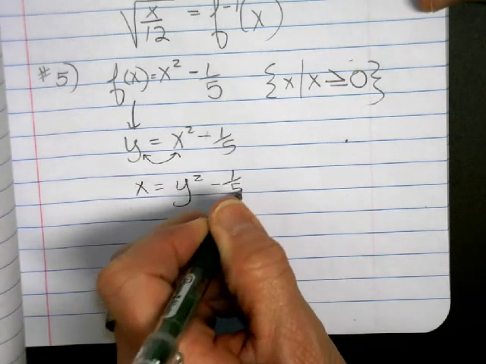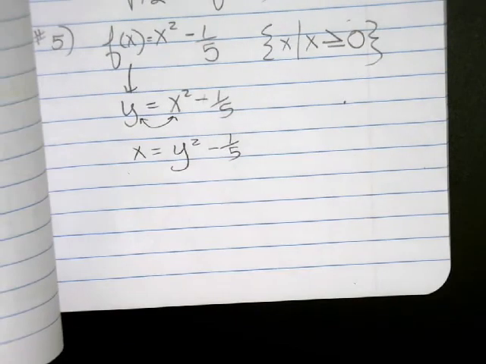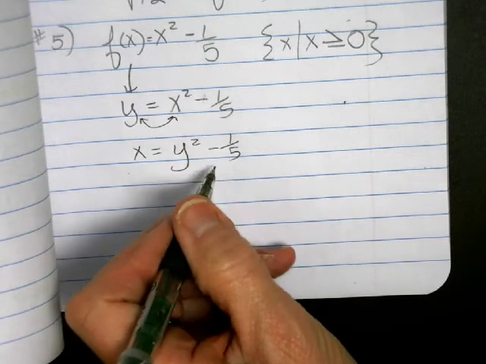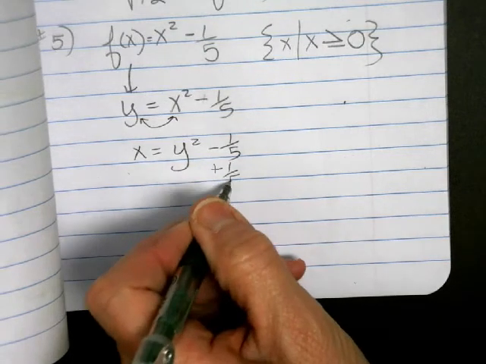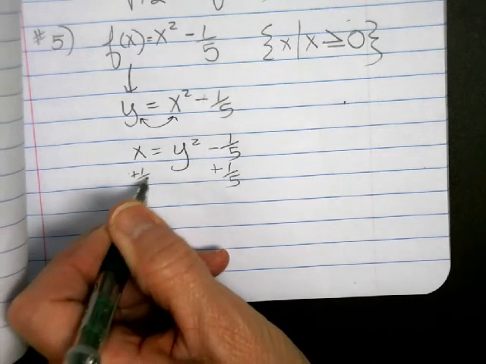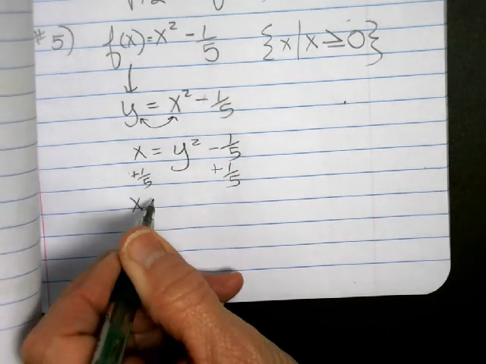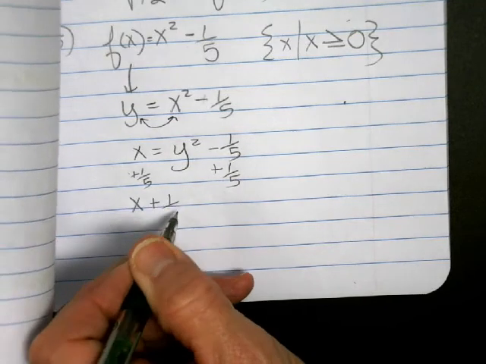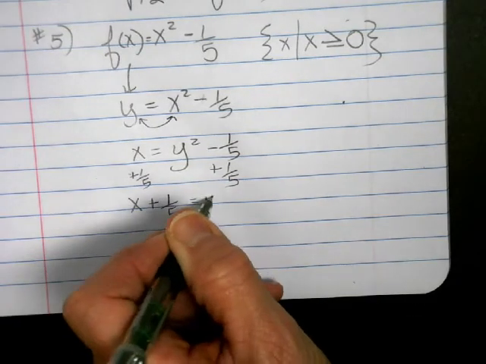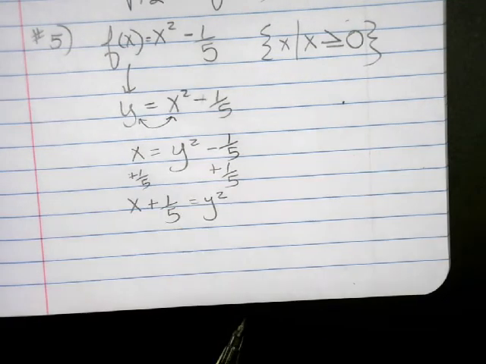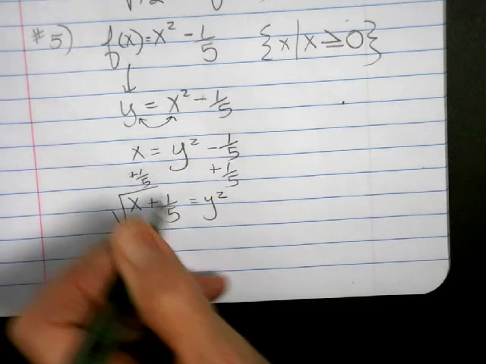I get in a hurry, yeah? You guys ever do that? Oh, never. Okay. Then solve for y by adding 1/5 first, please. The delight of Algebra 1.